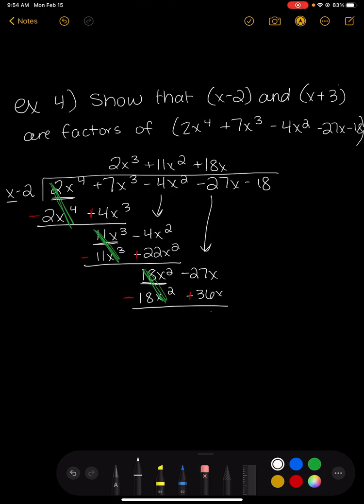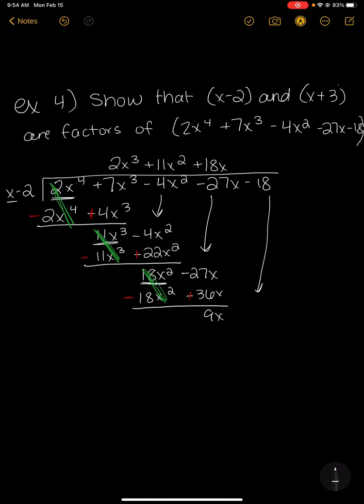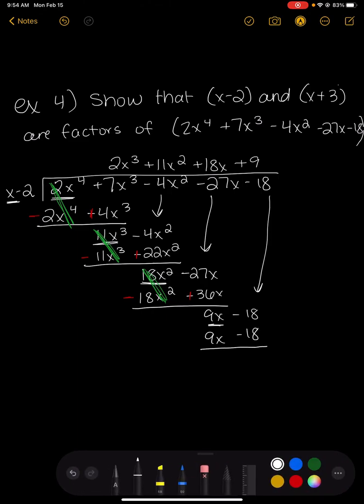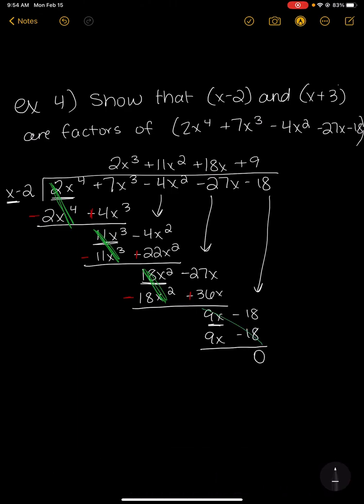And what do you know? That gives me a 9x. Bring down my last term, minus 18. All right, so x minus 2, x times what gives me 9x? So 9 times x is 9x. 9 times negative 2 is negative 18. Draw my line and subtract. And when I do that, everything cancels. My remainder is 0. So we can go ahead and say x minus 2 is a factor because my remainder is 0. And we have proven it.